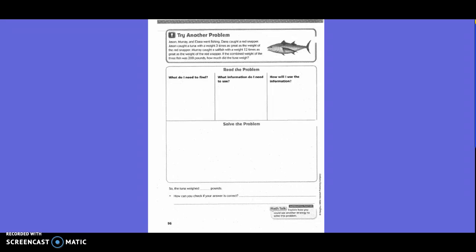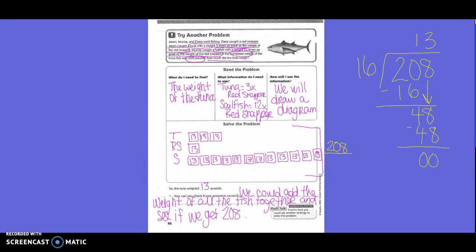Okay, so what do we need to underline or circle? So we went ahead and underlined or circled all of our information. Then read the problem. What do I need to find? We said the weight of the tuna. What information do I need to use? The tuna is 3 times as much as the red snapper, and the sailfish is 12 times as much as the red snapper. Then how will I use the information? We will draw a diagram.